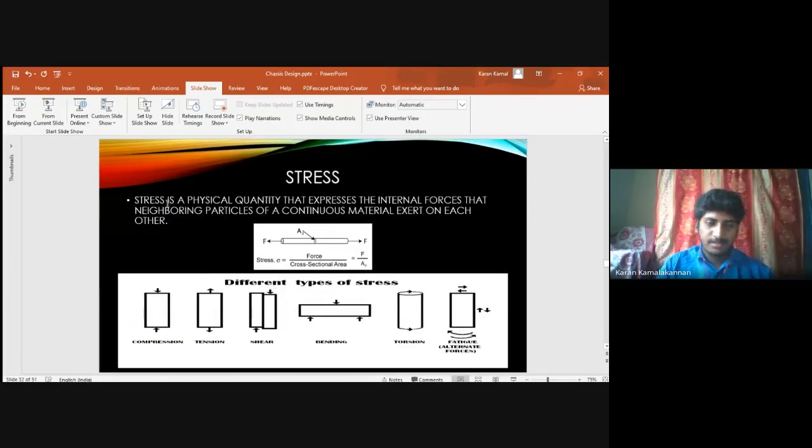Next is the stress. Yes, stress is a quantity that expresses the internal force that neighboring particles of a continuous material exert on each other. Okay, stress is nothing but force per area. That is what you see.